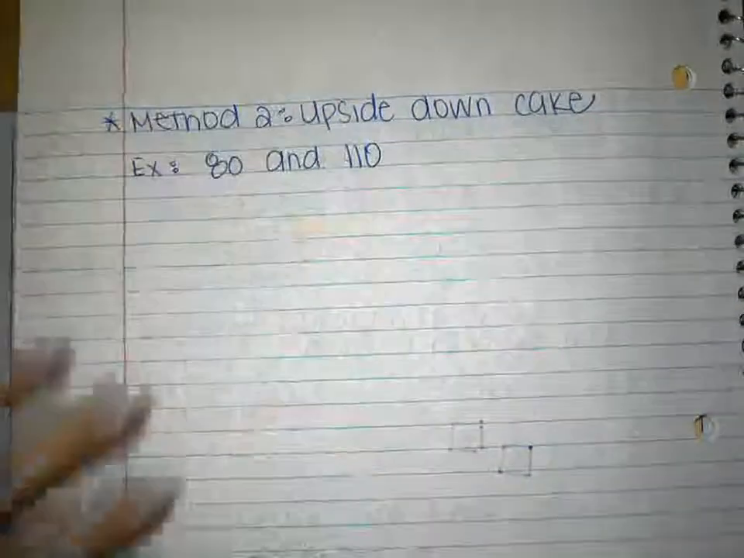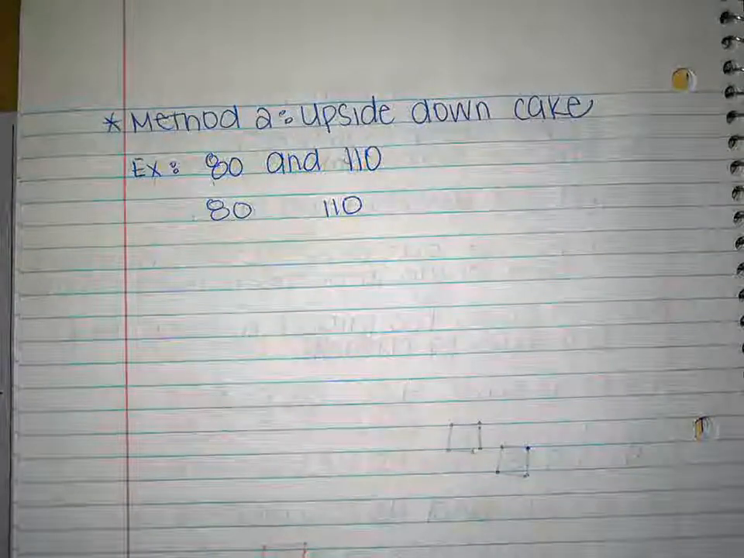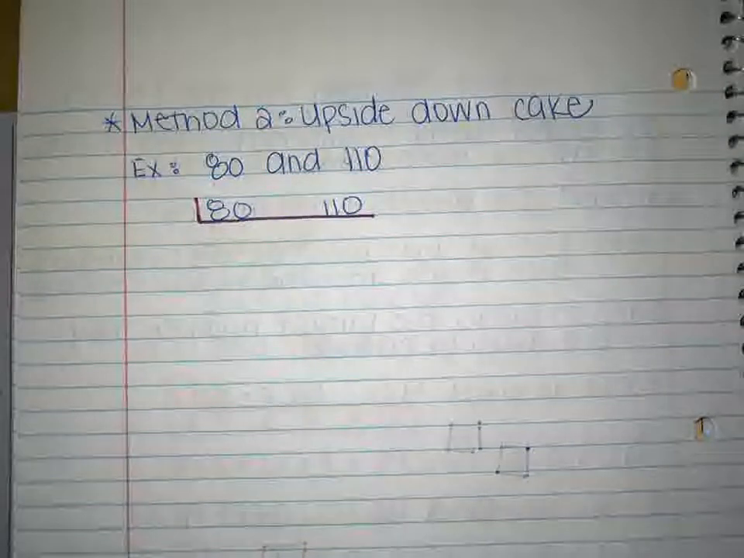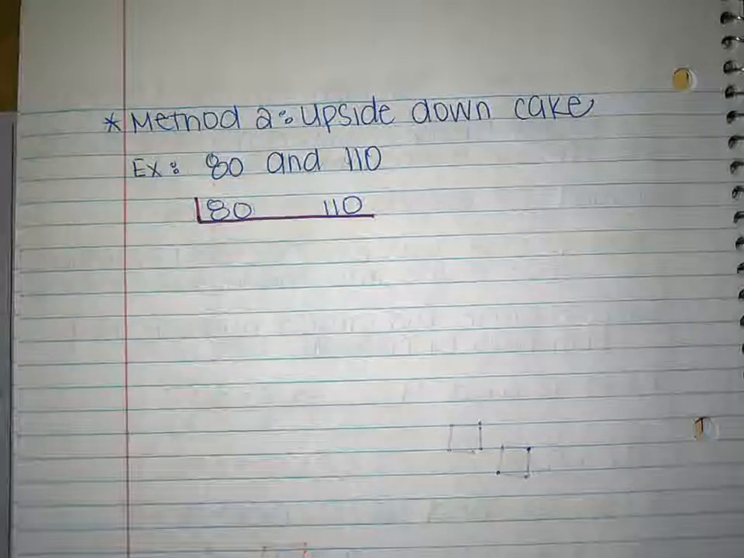Okay, so let's say for instance this is our example. I have 80 and 110. I'm going to write 80 and 110 just like I've done before, and I'm going to draw my upside down cake. I'm going to do exactly the same thing that I did with least common multiple. What number goes into both 80 and 110? You can find any number you want as long as it goes in evenly to both.